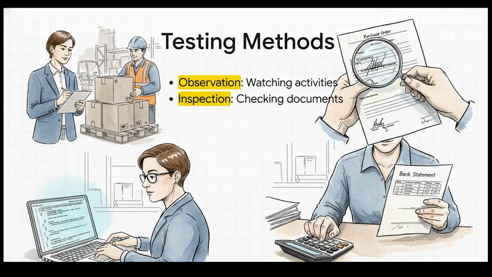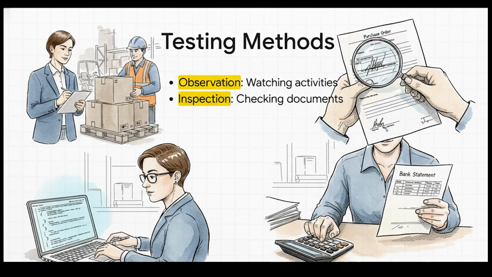So how do we actually test that checking activity? Well, we use a few key methods. We use observation, like literally standing in a warehouse, watching staff conduct an inventory count to see if they're doing it right. We use inspection, like physically grabbing a purchase order and looking for that manager's ink signature. For IT systems, we might run our own test data through their software. But perhaps the most powerful tool is reperformance. The text gives an awesome example of this.